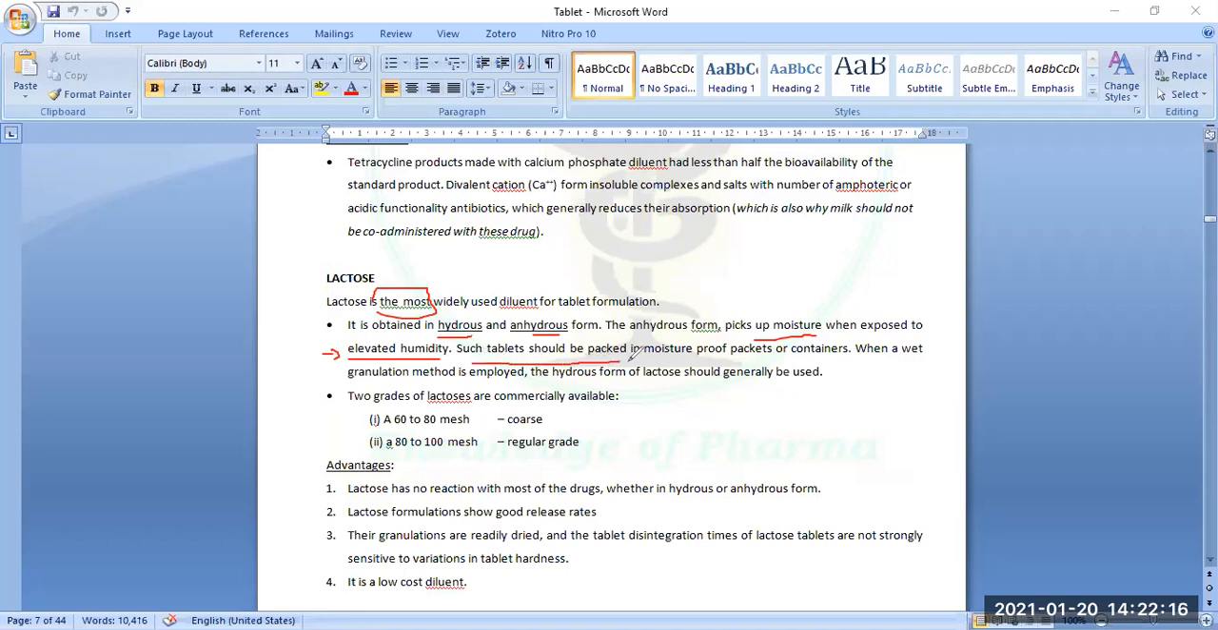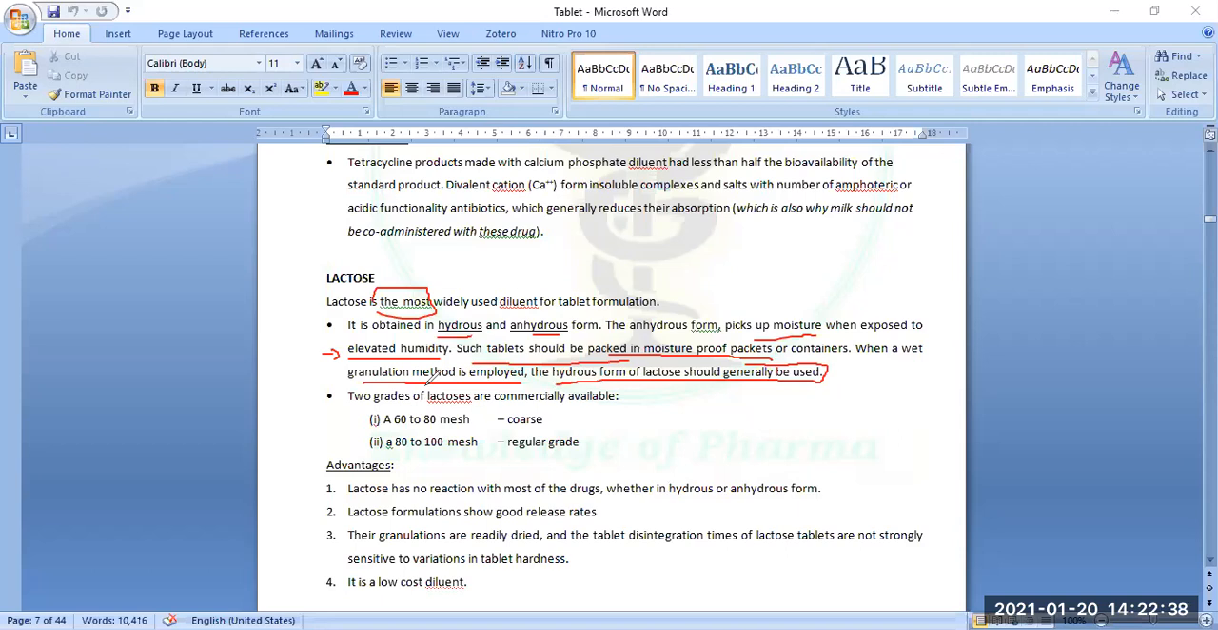Okay, so if your tablet is in a high humidity condition, it should be packed into a moisture-proof container. And when the wet granulation method is employed, the hydrous form of lactose should generally be used. When we have to use wet granulation, we use the hydrous form; if we use dry granulation, we can use an anhydrous form.